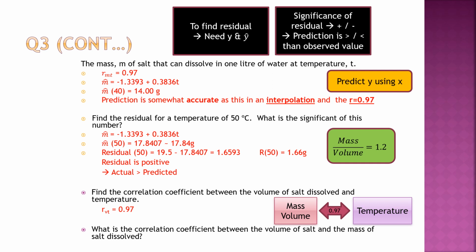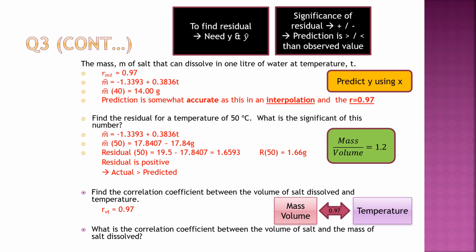Your mass of salt and temperature is 0.97. The volume of salt and temperature will be the same. Why? Because it's the same salt dissolving in the water. Density of salt and temperature won't change because it's the same salt. You understand? Okay? It's the same as this. Another example is, if I take the mass in kg and the mass in gram, it will be the same relationship because it's the same salt. It's only different units, that's it. Okay, so you will see many questions like this in your exam.